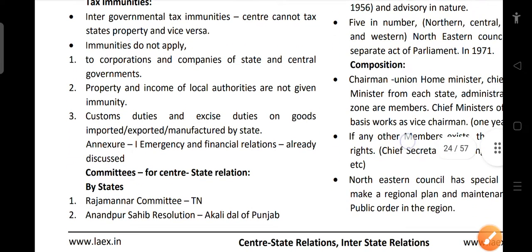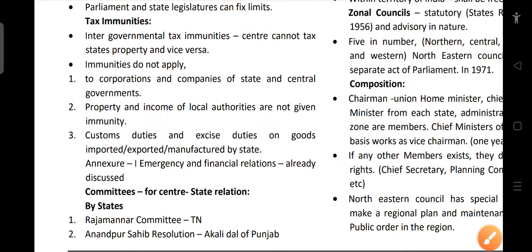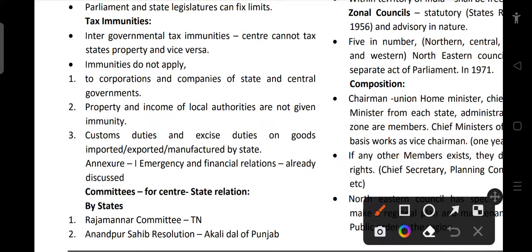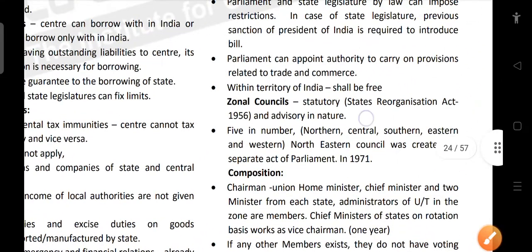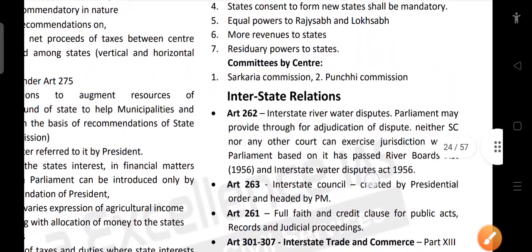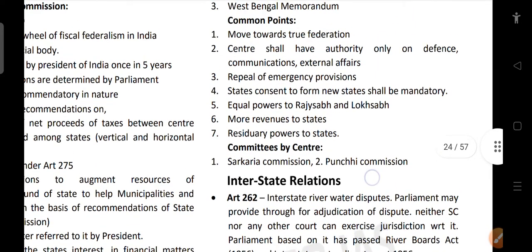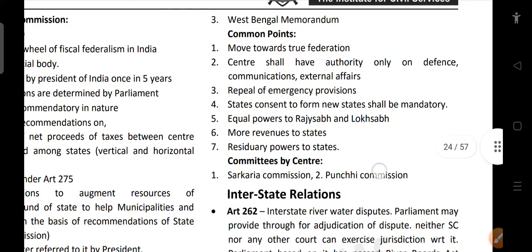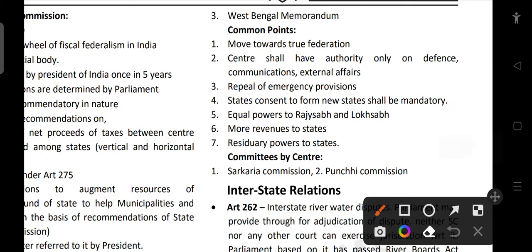Now what are the committees for Center-State relations made by the states? In the case of Tamil Nadu, it formed the Rajamannar Committee, and the Akali Dal of Punjab formed the Anandpur Sahib Resolution. These recommendations were not taken into consideration by the Center. Even West Bengal made the West Bengal Memorandum.